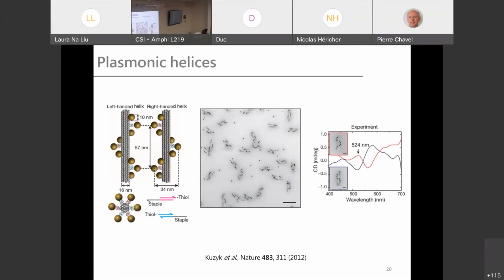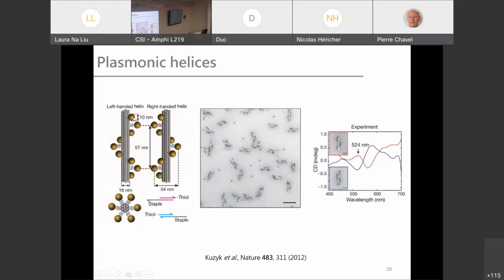So then indeed, in 2012, Anton Kuzyk and Tim Liedl, as well as Seymour Fritz, came up with the idea to utilize DNA origami as a template to organize gold nanoparticles in helical forms. You know, a helix or spiral is chiral, in the sense that they have built artificial plasmonic chiral structures. So these gray bundles are DNA origami structures, and they are used as the templates.